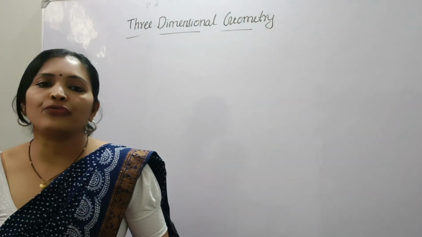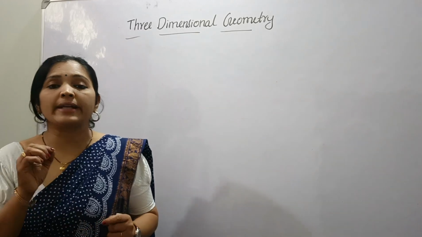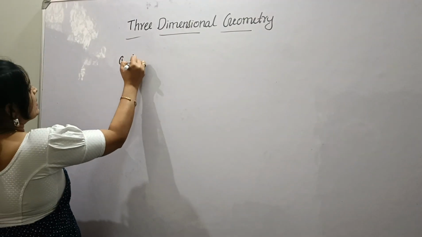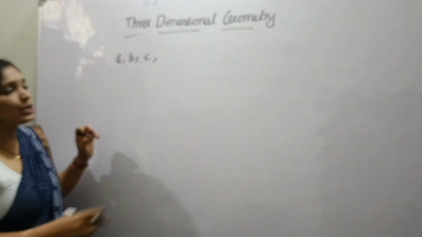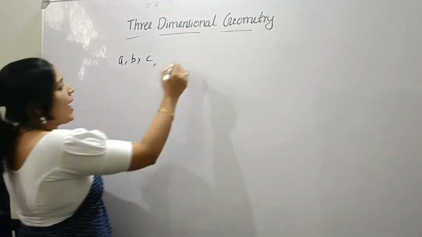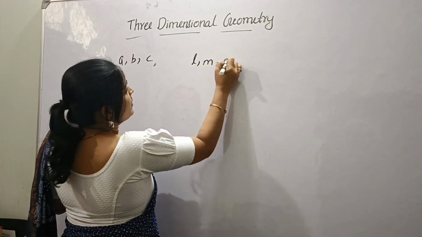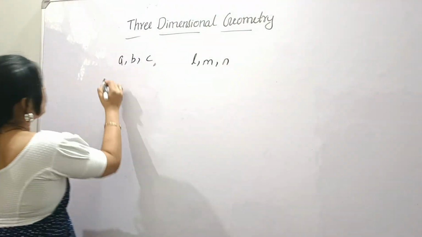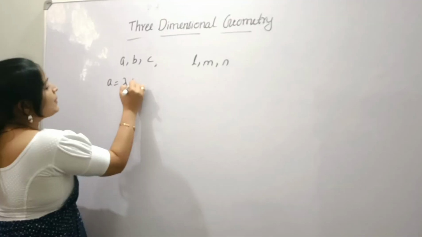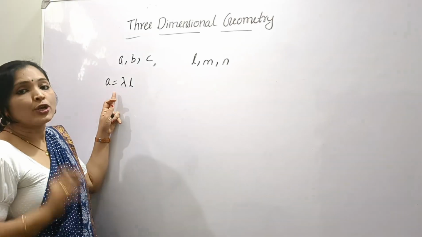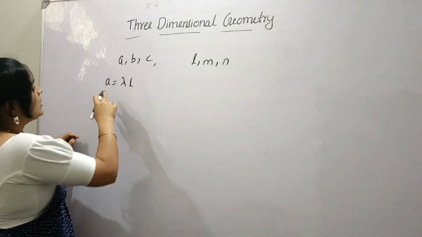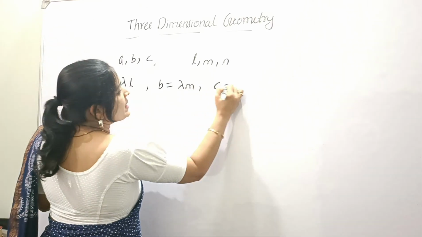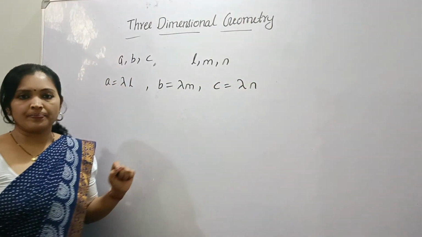Now let's see how to find direction cosines when direction ratios are given. Let a, b, c be the direction ratios of a line, and let l, m, n be the direction cosines of the line. We have a is equal to lambda l, where lambda is a non-zero scalar. So a is equal to lambda l, b is equal to lambda m, c is equal to lambda n.